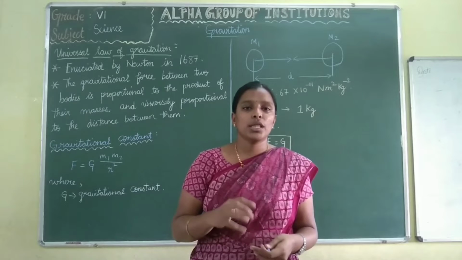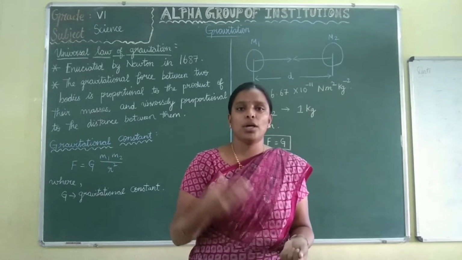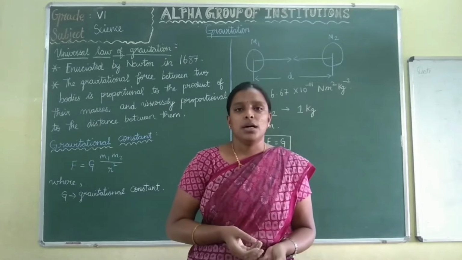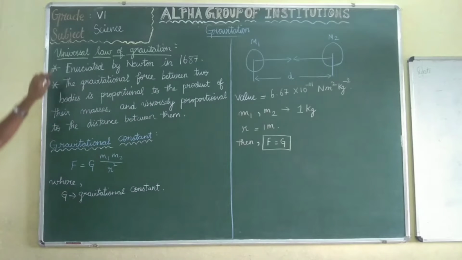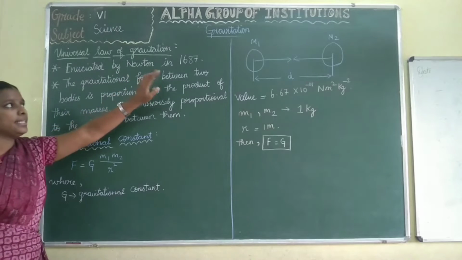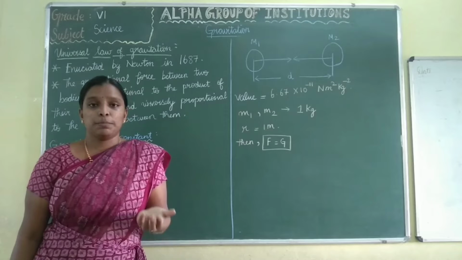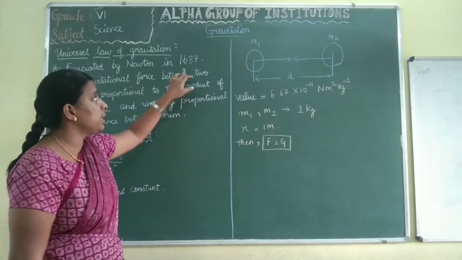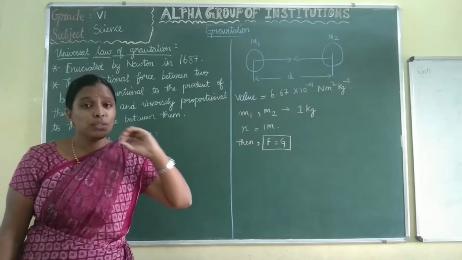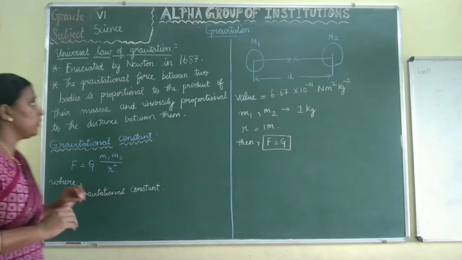Now we are going to see the universal law, which in the sense is a rule, how the formula is derived and how it is taken up. We will see it in brief. Universal law of gravitation was initiated by Newton in 1687. The plague was spreading in the year 1665. After that, in 1687, he initiated Newton's law, the gravitation law.